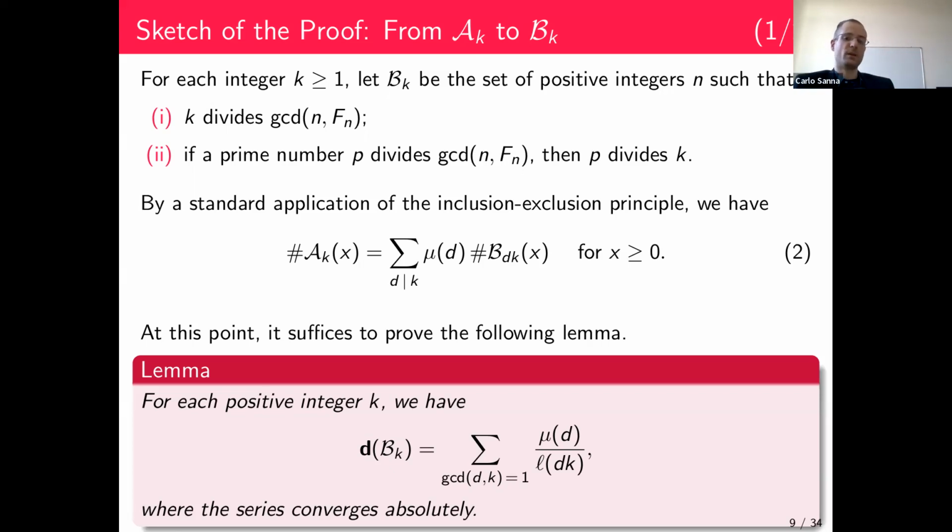Then it is a standard application of the inclusion-exclusion principle, that the number of elements of A sub k which are less than x is equal to this sum involving the counting function of B sub dk with d a divisor of k. So at this point, it's sufficient to prove this lemma, which says that for each positive integer k, the natural density of B sub k exists and is equal to this sum, where the series converges absolutely.